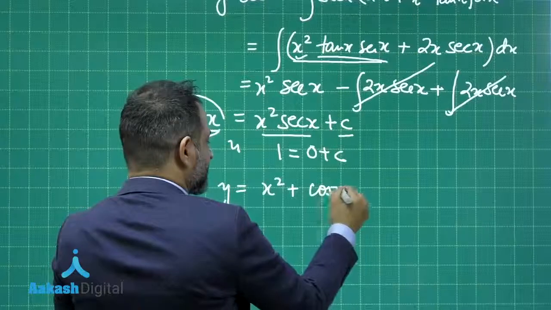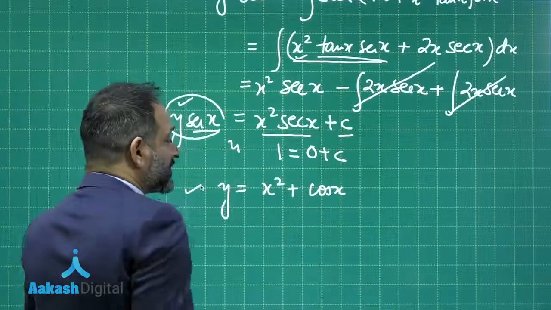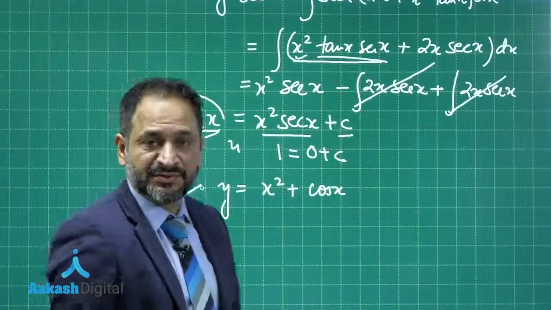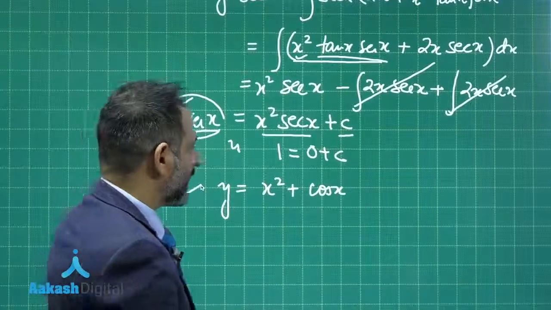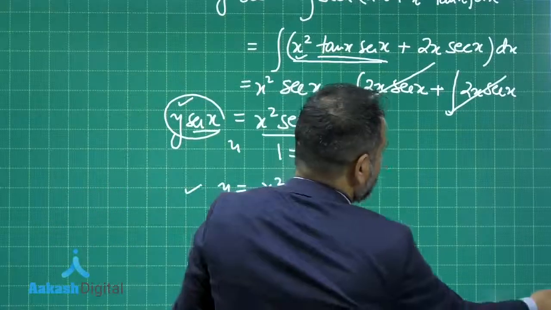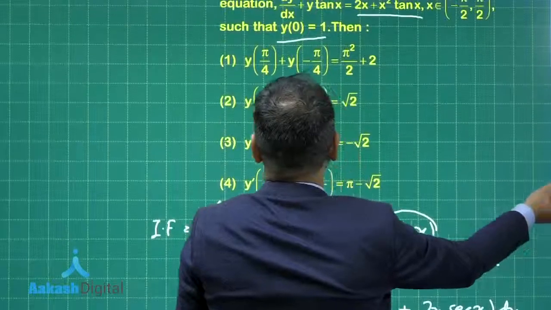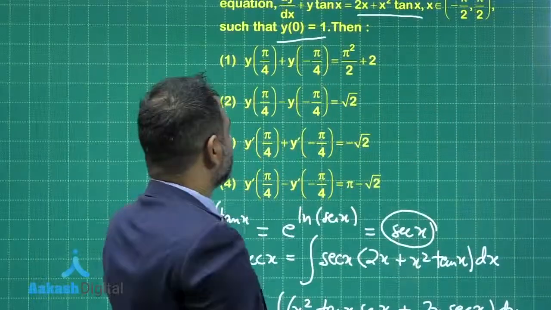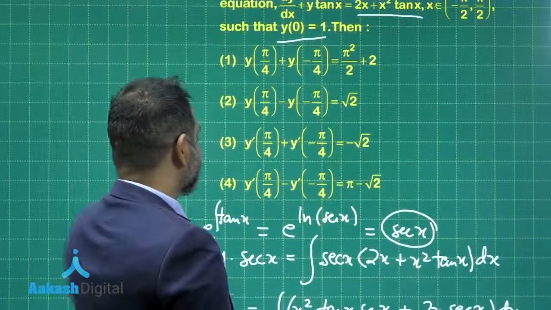So, this is the function for us. Now, you can check the various options which are given to us, the value at pi by 4 and minus pi by 4, that will come out to be same. So, this one is not the correct option, that is a different value.